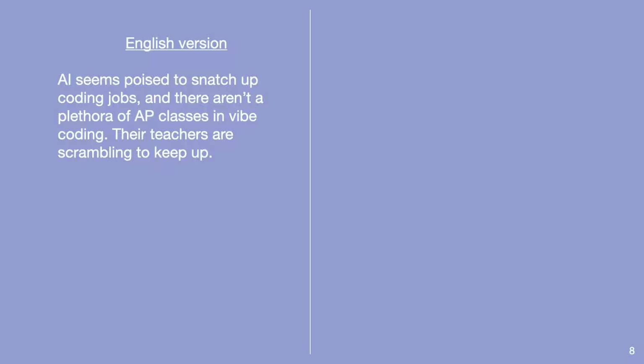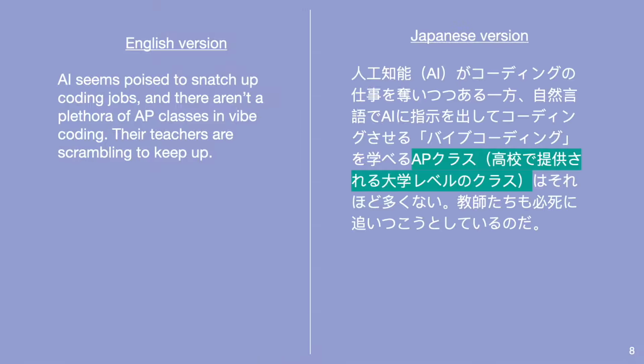Recently, Wired magazine published an article about how AI impacts STEM students. And the article says, AI seems poised to snatch up coding jobs, and there's a proliferation of AI classes in vibe coding. Their teachers are scrambling to keep up. When this article is translated into Japanese, an explanation for AP classes is added. 高校で提供される大学レベルのクラス。College level courses provided at high school.